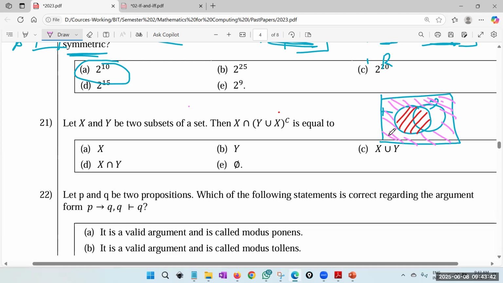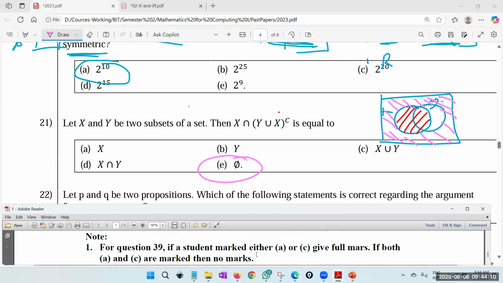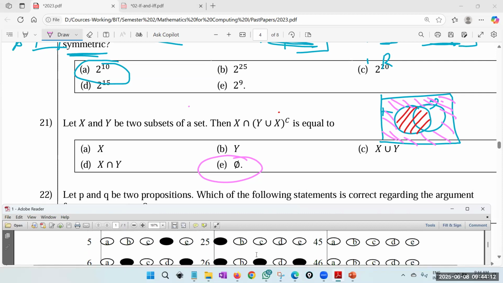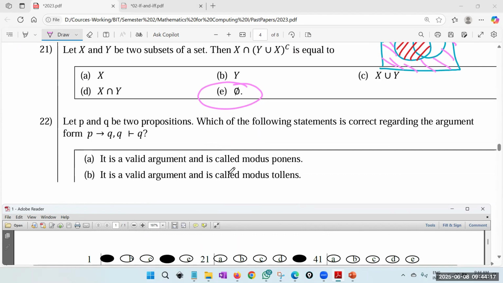Right? And its intersection. There's no intersection, right? Because then it must be the empty set. Because X union Y complement is this pink area, X is this red area, there is no common area. If there's no common area, it's the empty set, right? So the answer must be E. Right? 21 answer is E. Yes, answer is E.